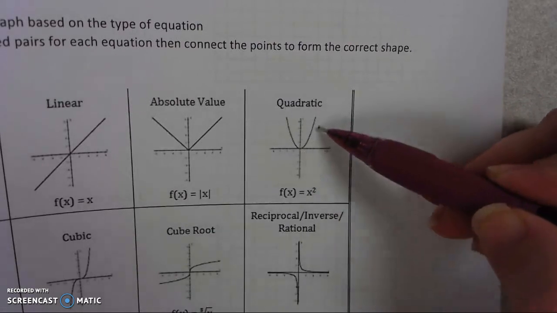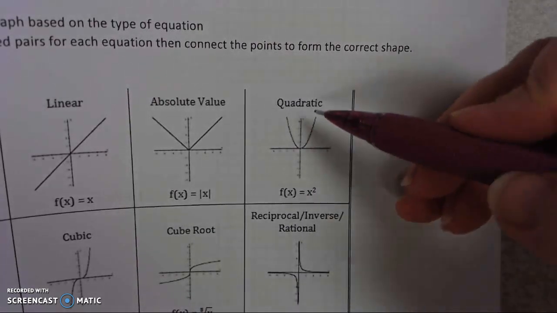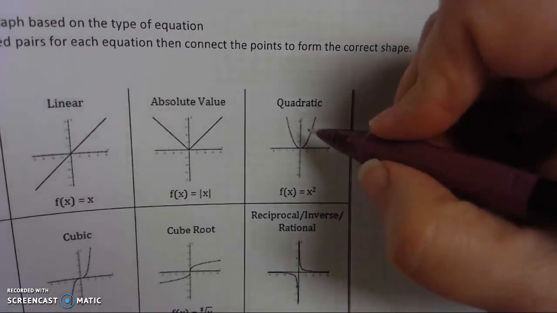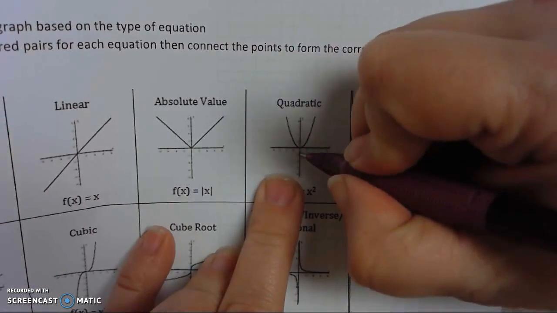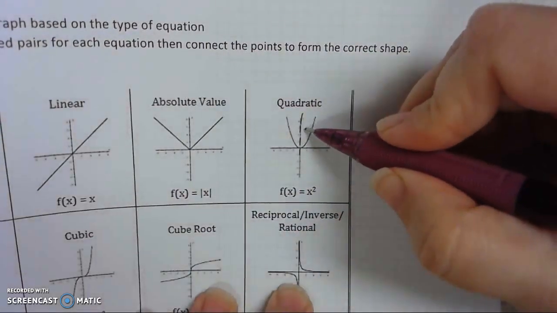Its graph is the shape of a parabola, and a parabola is symmetrical. So what that means is down the middle of the parabola is an imaginary line called the axis of symmetry.